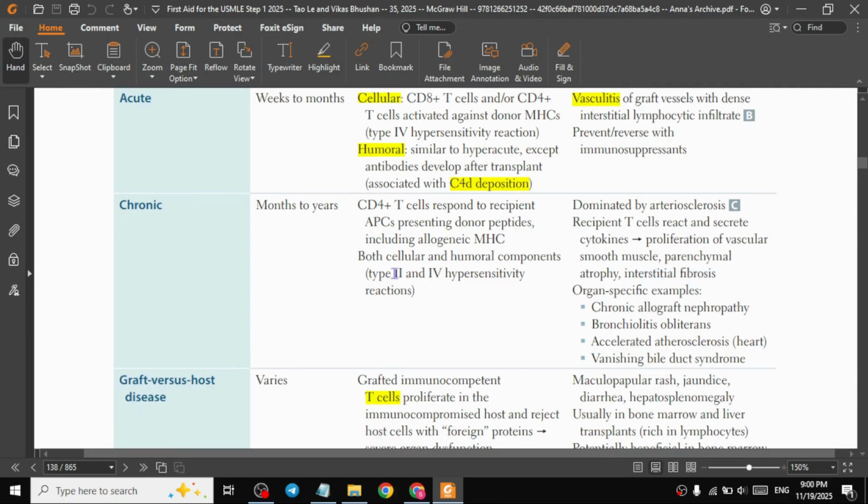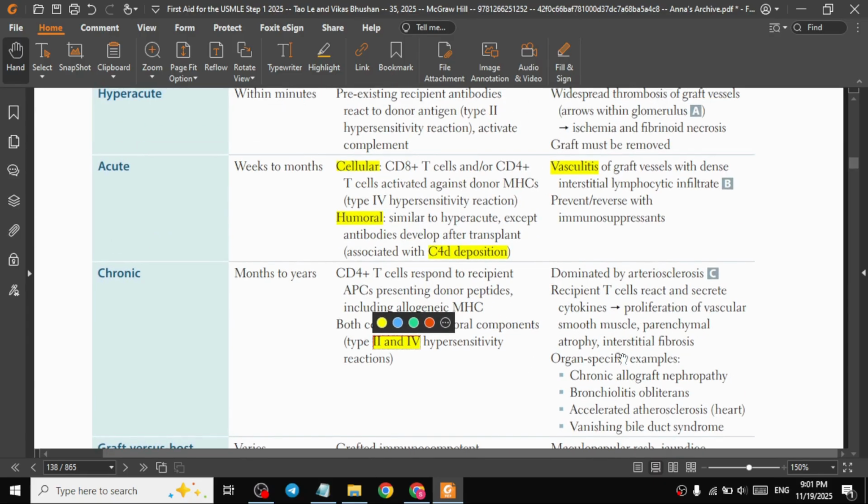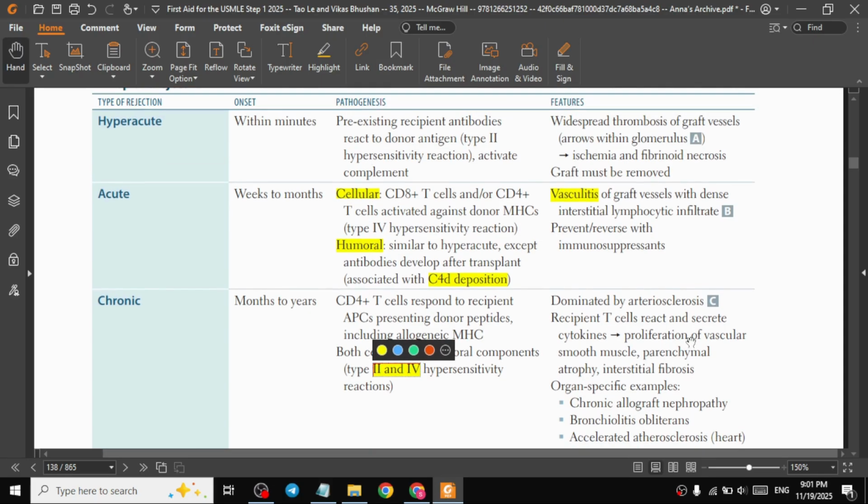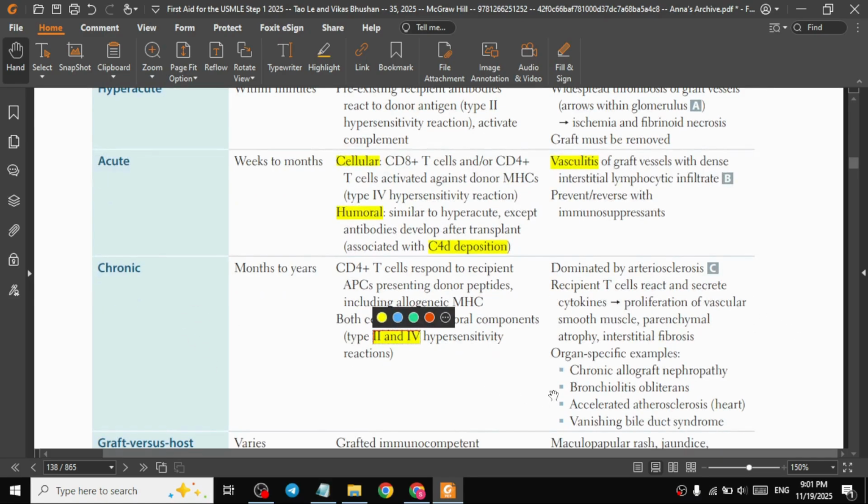Now, what is this type? This is the type 2 and type 4. So you have antibodies plus the T cells mobilizing, right? Now the thing is, you see how this also leads to vessel problems. This leads to vessel problems. This leads to vessel problems, right? All three of them have vessel problems. Okay. But if they ever ask which one is going to be the most geared towards vessel problems, I think you have to go with chronic, right?